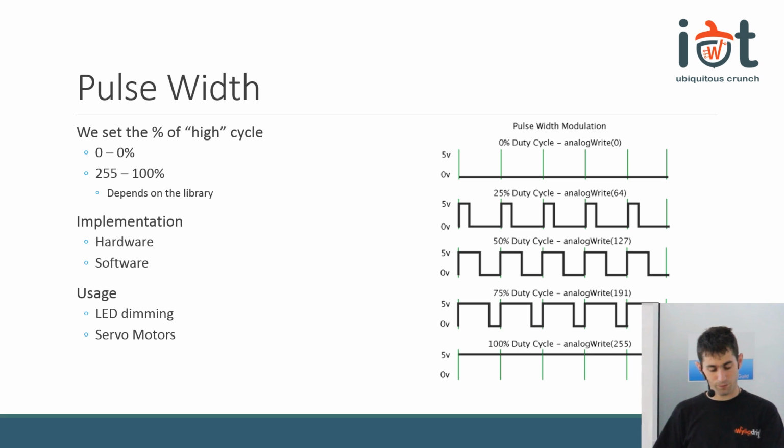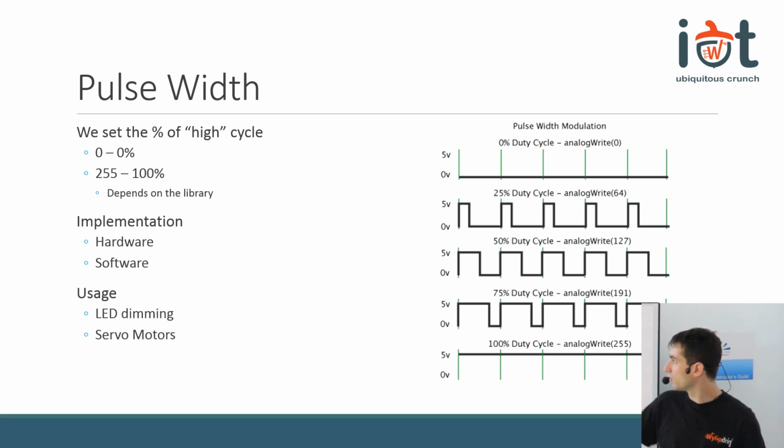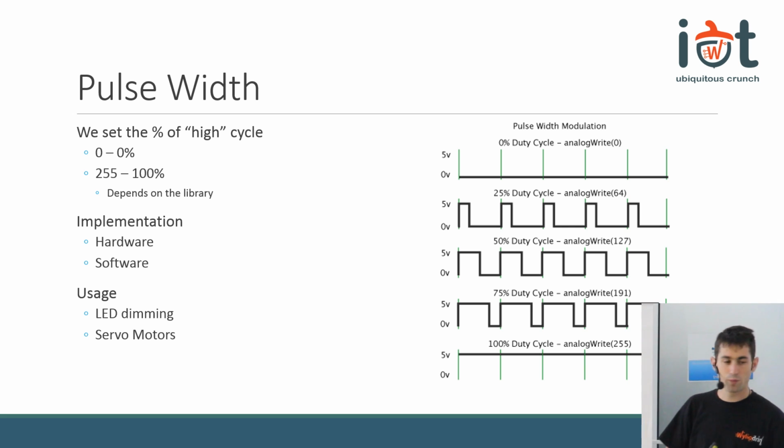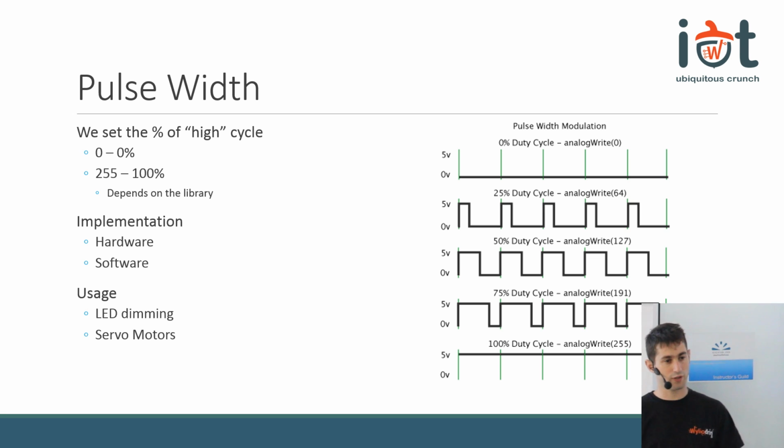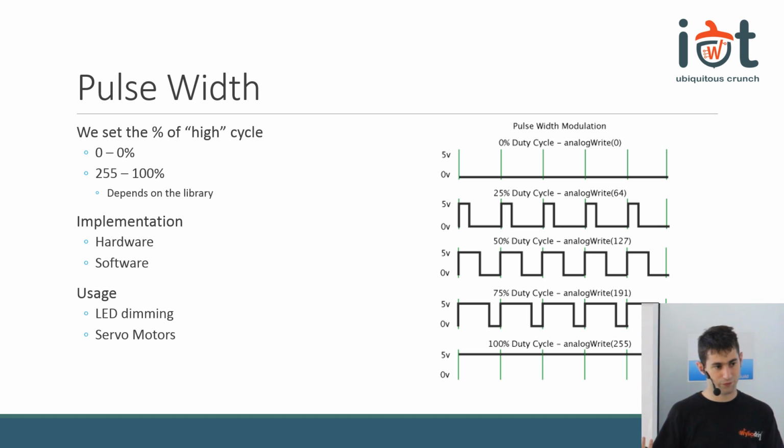PWM comes from the duty cycle of the pulse, meaning how much of the period of the signal is 1, how much of the period of the signal is 0. That's the pulse width over here. So let's take an example. Usually PWM signals are controlled with a number from 0 to 255 on the boards that we use. Depending on the hardware, this can be higher.